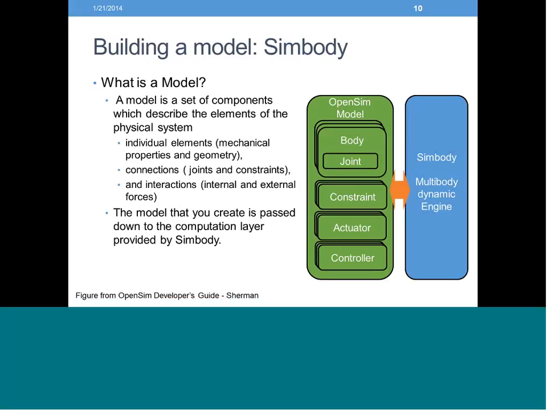So this model is a set of components which is going to describe all the elements of the physical system. There are the individual elements, their mechanical properties, their geometry, there are the connections, not just joints, which will give us additional mobility relative to bodies, but constraints, which actually take them away, and those interactions, the forces that we talked about. And so the model really is an organizational layer. We're not going to do computation at the OpenSim model level. We're going to pass that information down to Simbody, which is the computational layer that provides the multibody dynamics engine that actually does the work of our simulation.